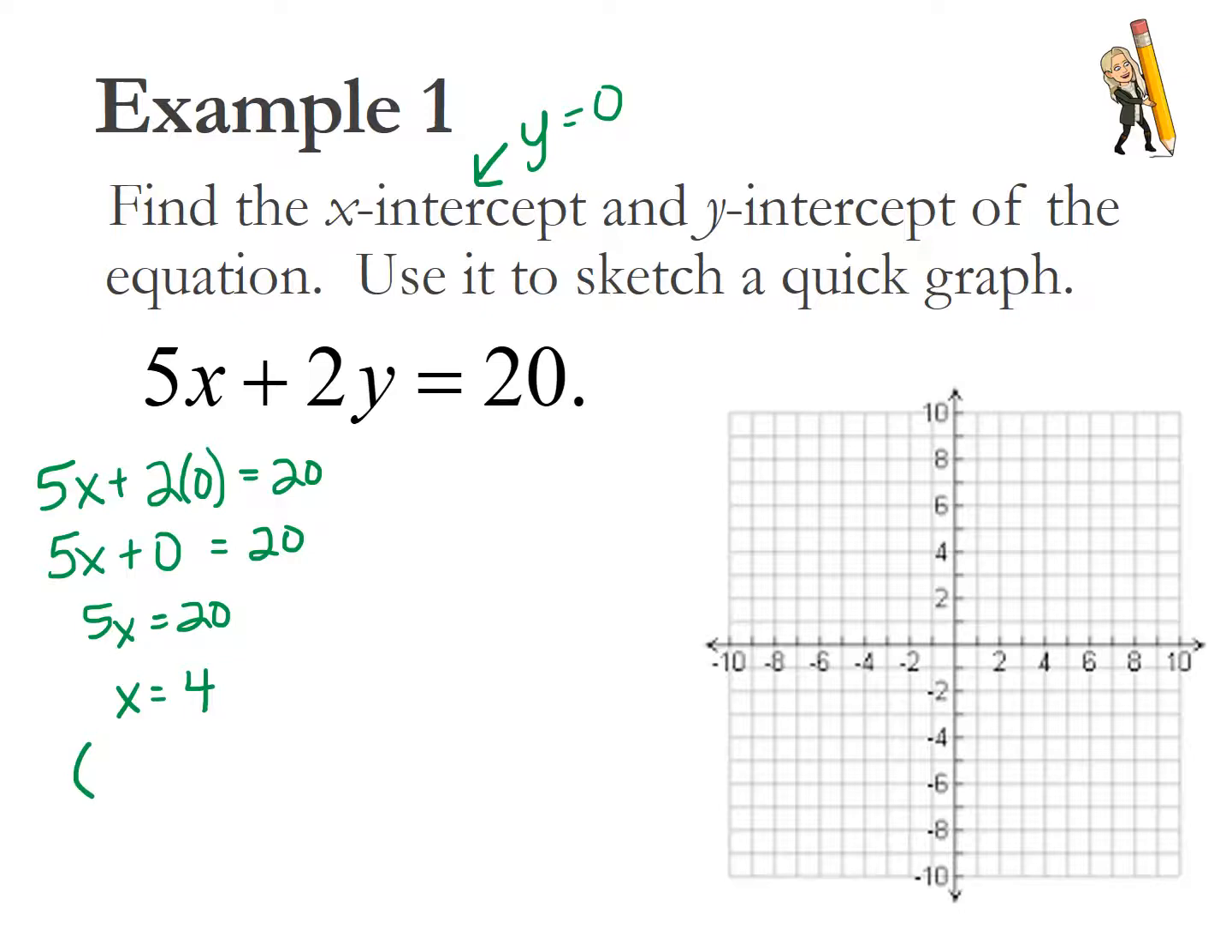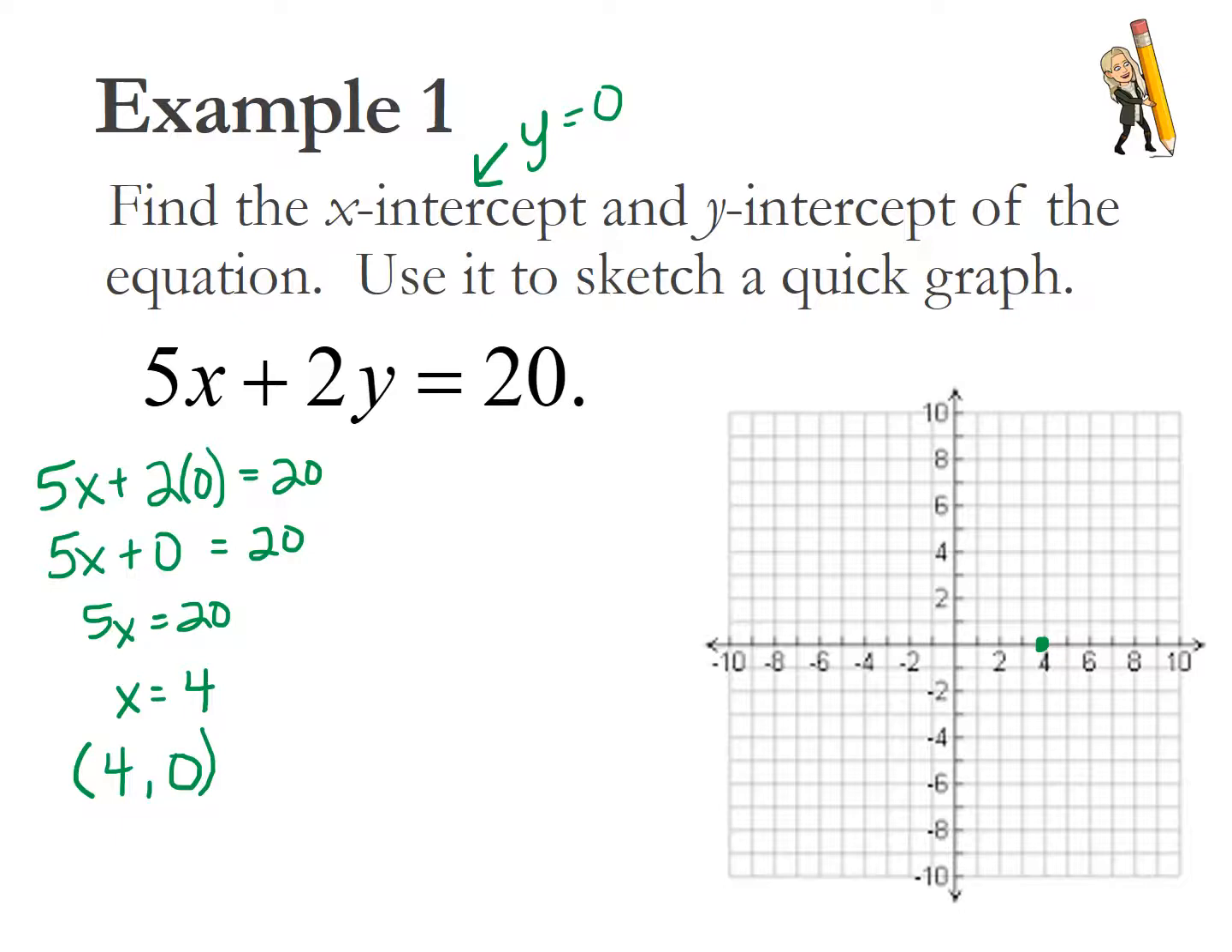So then this point, remember we plugged in 0 for y, so the x we got back was 4. So if I go right over to my graph and graph that right away, I'm going to go to the right 4 and stop there, because that's my x-intercept.